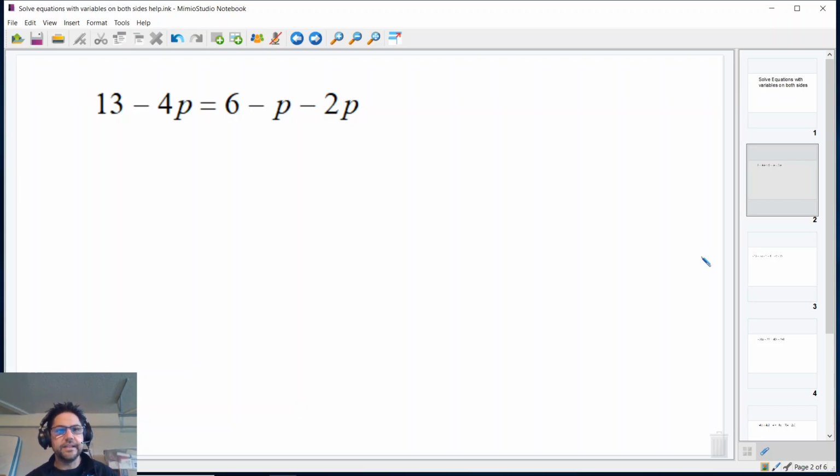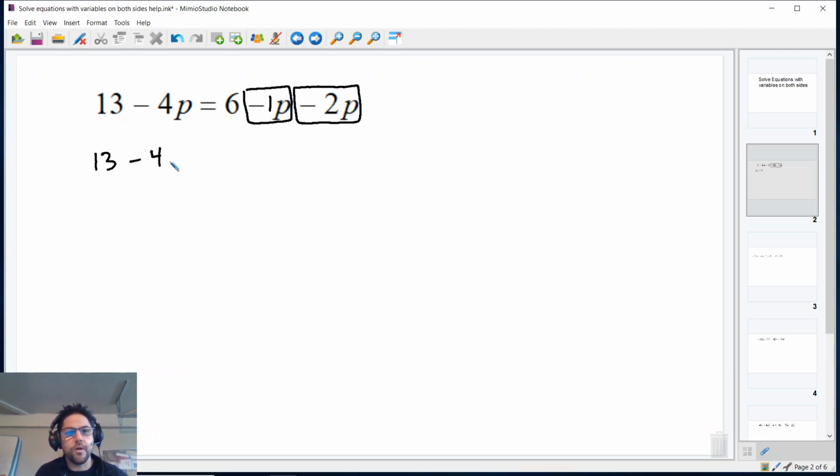But if you notice the left side, there's nothing I can really do there. But on the right side, I can combine my like terms, which are the variables. So I've got a negative 1p and a negative 2p. Rewriting that, I now have 13 subtract 4p is equal to 6 subtract 3p. Or you could write it as negative 3p plus 6, and that would be acceptable as well.